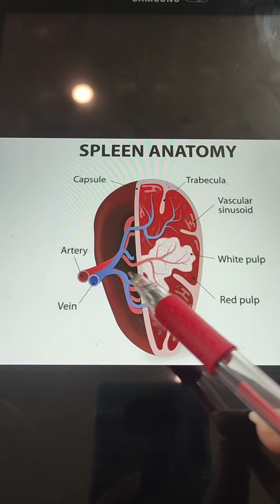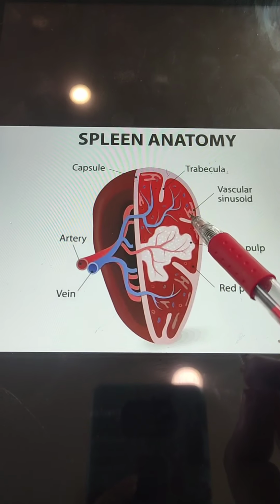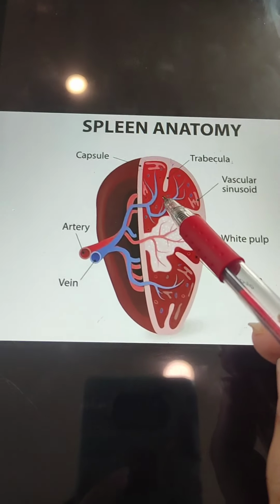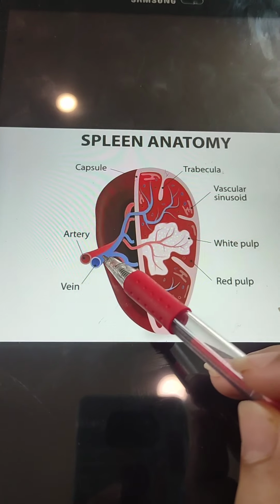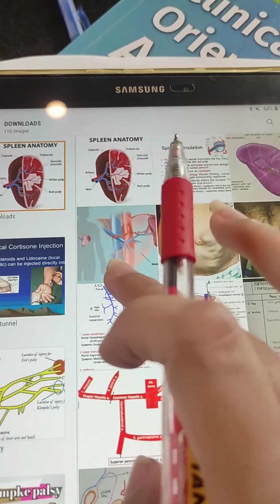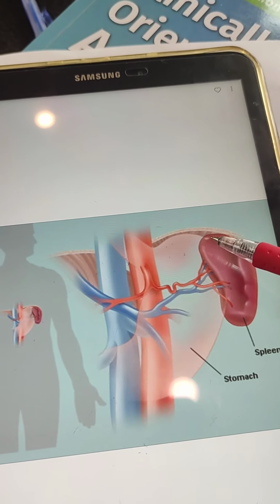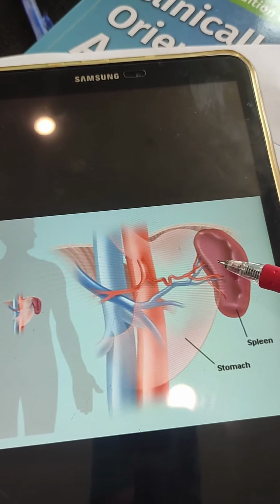Whereas the closed theory says that when the blood comes in from the capillary, first it will go into the sinusoids, and then the sinusoids will give the blood into the red pulp, and then they will form the vein. So this is the difference between these two theories. If you want to see the relation of the spleen with the stomach, you can see this is the stomach and the spleen is lying here in this region.